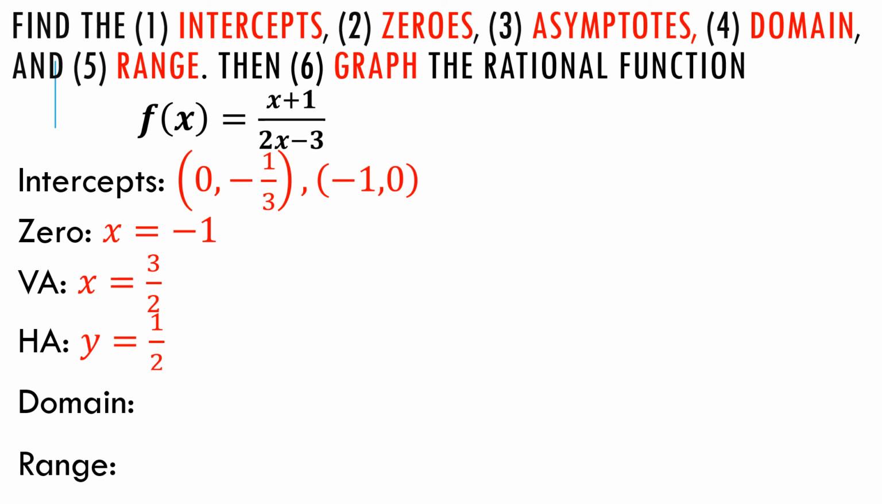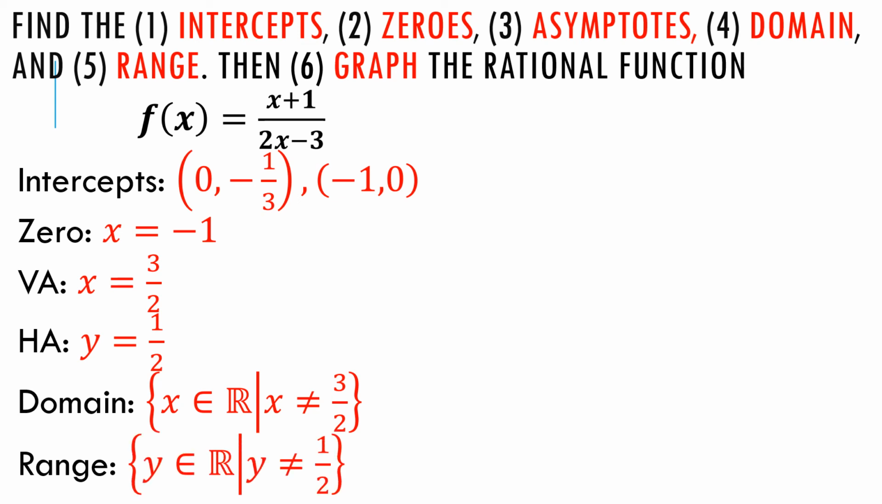How about the domain? Okay, the domain is all x, all real numbers except 3/2. So, parang paulit-ulit lang siya. Connected. Mga vertical asymptote, yung sa domain, okay, yung restrictions, pare-pareho lang sila. Okay, how about ang range? Okay, so para makuha ang range, kunin mo muna yung inverse niya. Okay, so ang range is all real numbers except 1/2.